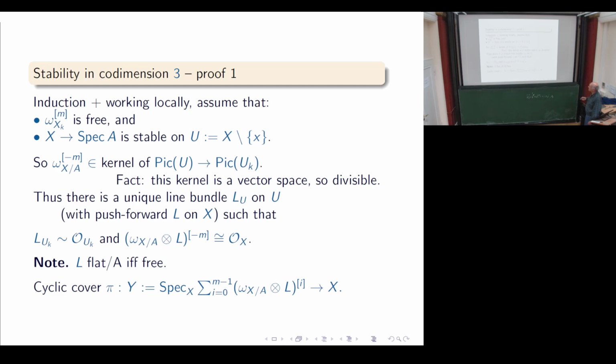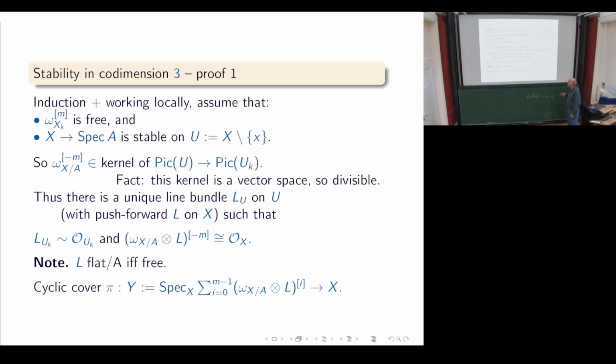Such that if I restrict it to UK, it's an isomorphism, and if I twist this omega with L, then the minus M's power will be trivial. So that means I know that it's trivial on the central fiber, and after twisting with this line bundle, the same will hold for the max. Of course, my aim is to prove that L is in fact trivial, and so then I'm in completely good shape.